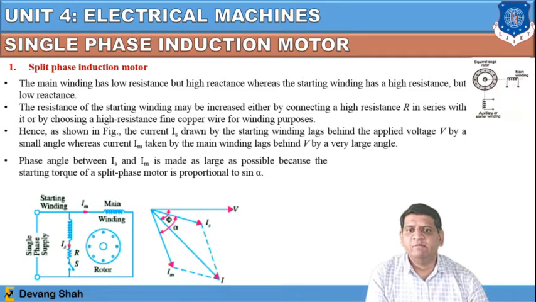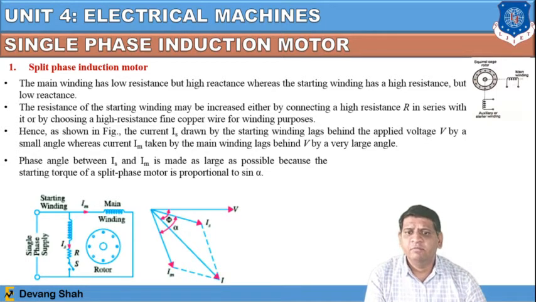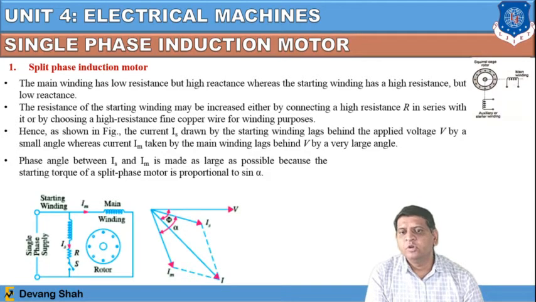So the main advantage is that we make this arrangement where the circuit goes towards a more purely resistive part. So this particular angle becomes wide, near to 90. That means if it nears 90, the initial torque is very high. This is the aim in designing this split phase induction motor.